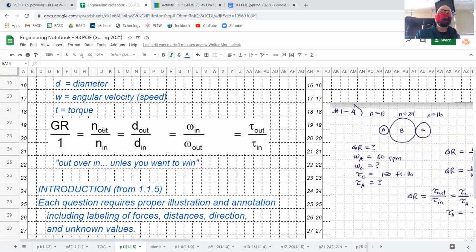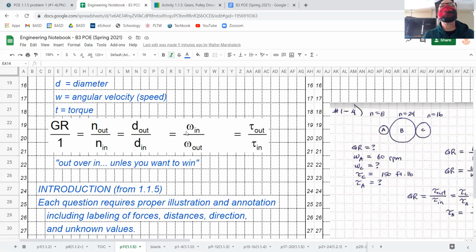And by the way, the outs and the ins refer to the input power, which is being applied to one of the pulleys or gears, and then the output power or the output motion that the dependent gears and pulleys get from it. This will make sense in a moment.